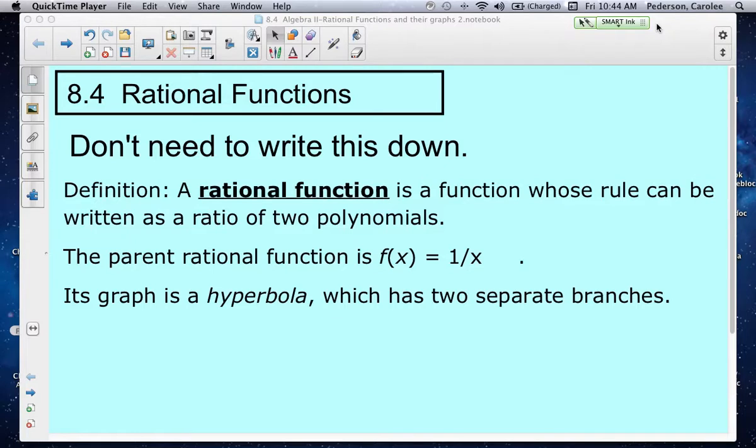In the textbook, they want you to graph these rational functions. We're not going to do that in this class. We're just going to identify the important pieces to the graph. What the graph would look like is a hyperbola.